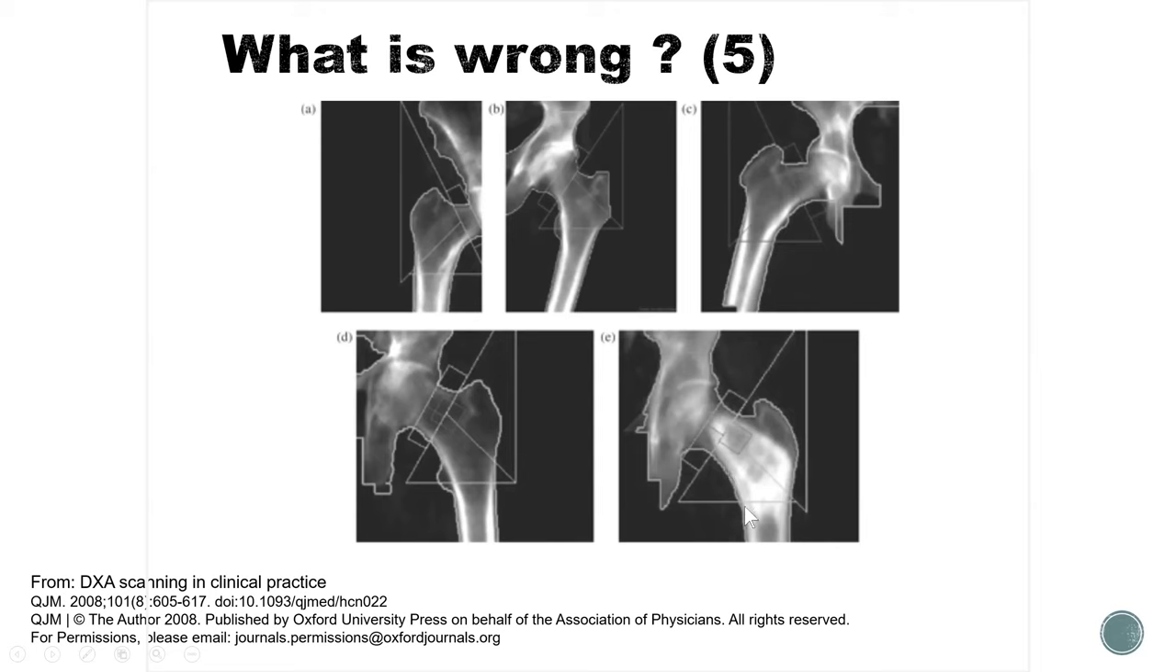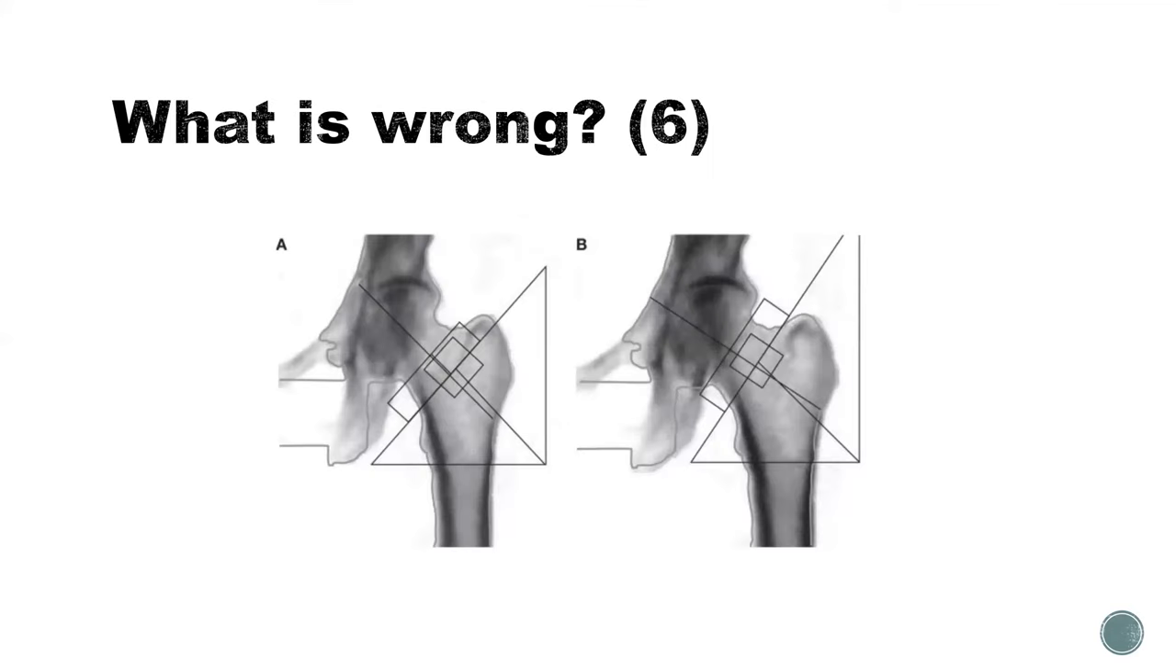E looks just abnormal. There's this funny thing here. So this patient has had a procedure where they've had some cement into the hip. So again, this would be an unreliable measurement of the spine, of the hip bone density. This one, straightforward, right?